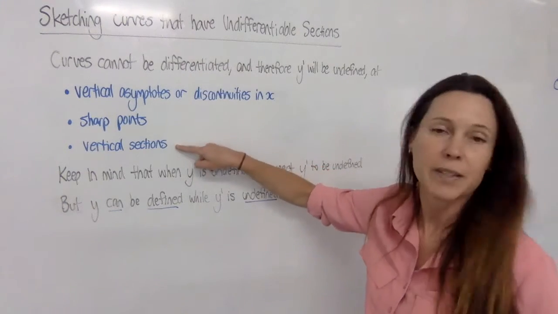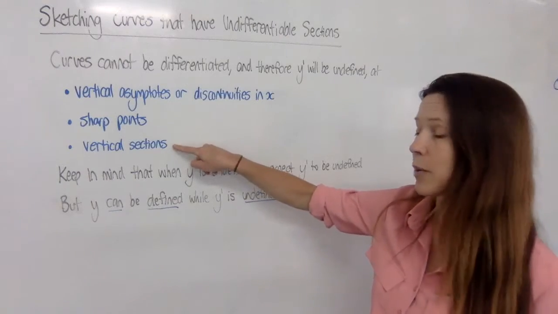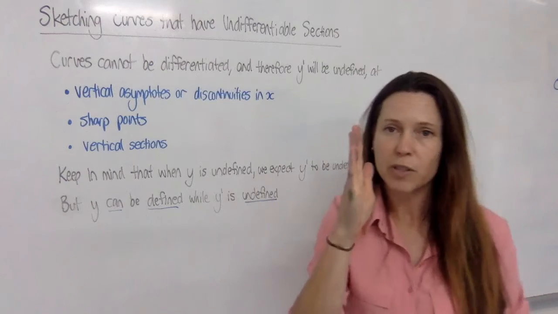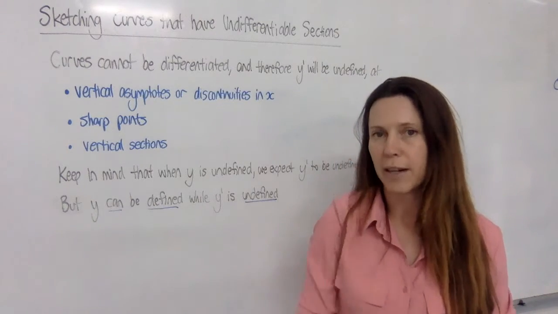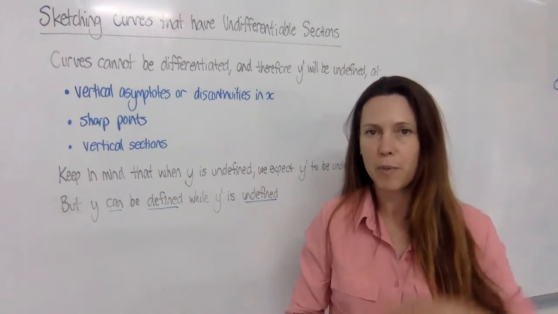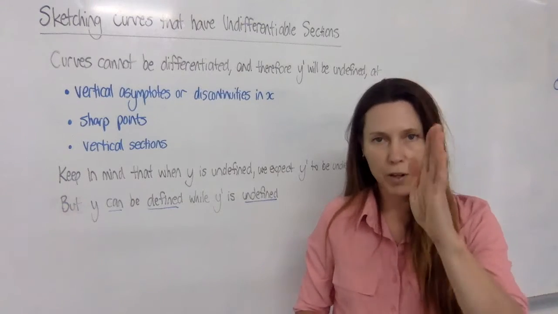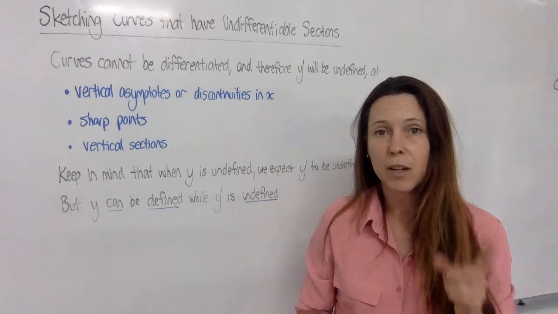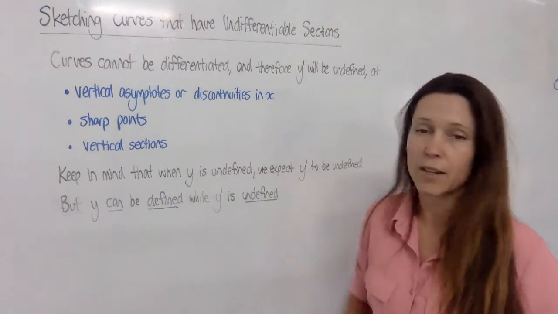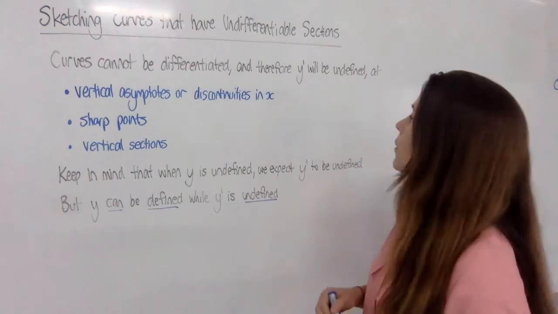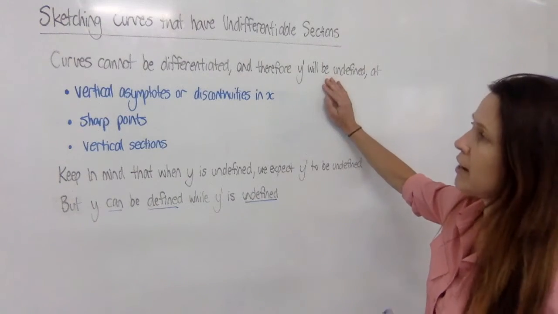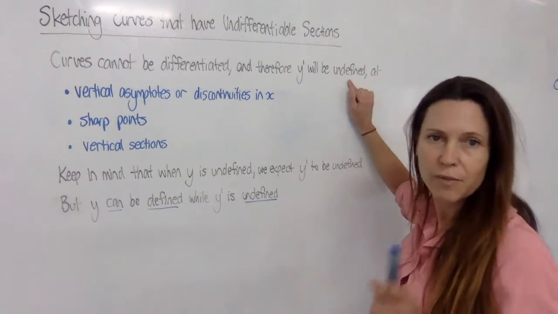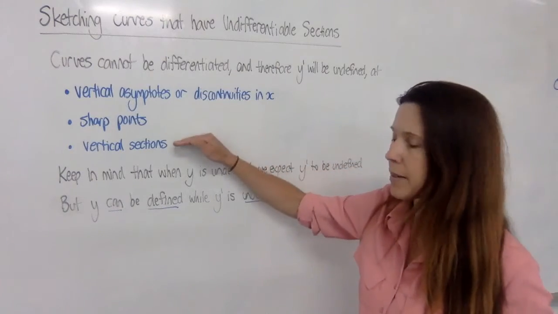The other thing that we have considered, but maybe not so formally yet, because we haven't had to graph many curves that have vertical sections, is that a vertical section of curve has no gradient. It doesn't have a gradient of 0, remember that's a horizontal section. A vertical section has undefined gradient. Now, if the gradient is not defined, what we need to reason is that y dash will not be defined. Okay, so that's what we've written here. Curves cannot be differentiated, and therefore y dash will be undefined at any of these places.